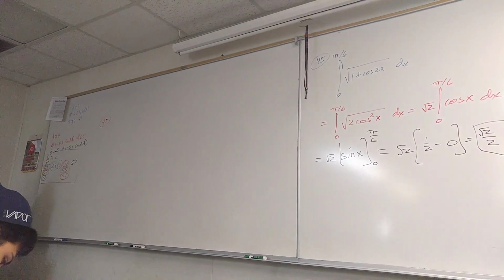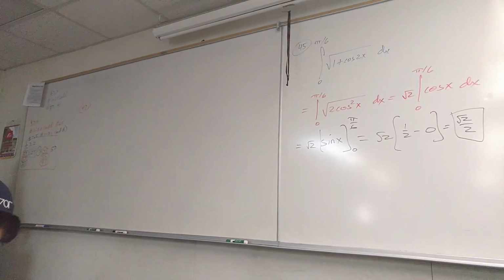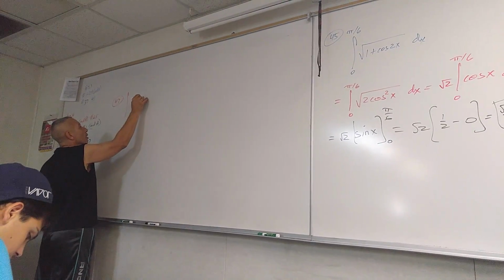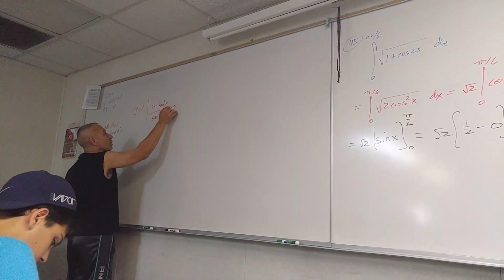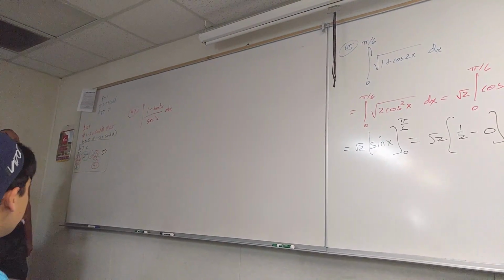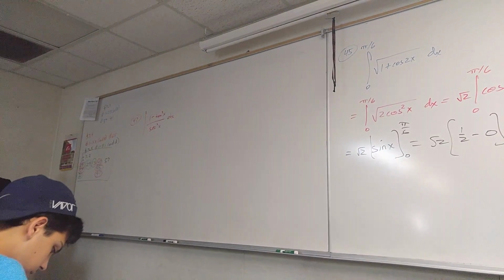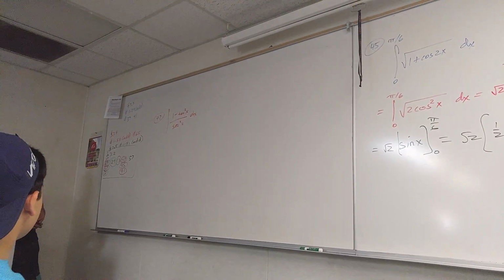47 is 1 minus tangent squared over secant squared? Well, 1 minus tangent squared is secant squared, isn't it? Yeah. No. One plus. 1 plus tangent squared is secant squared.